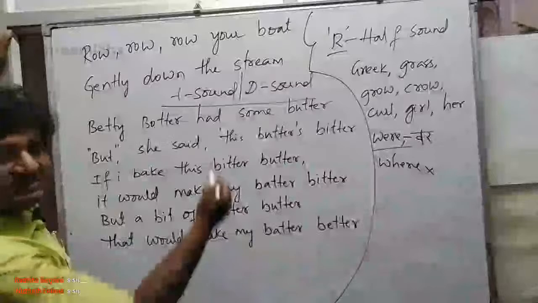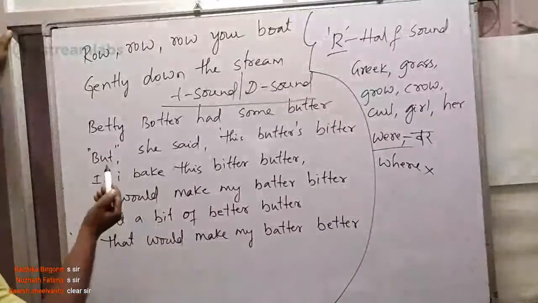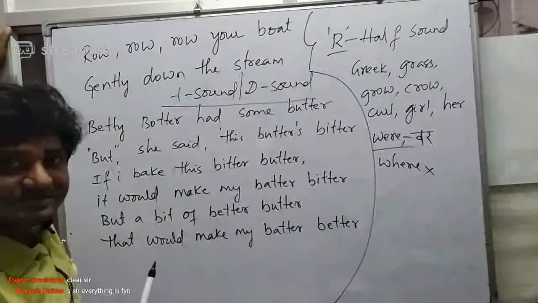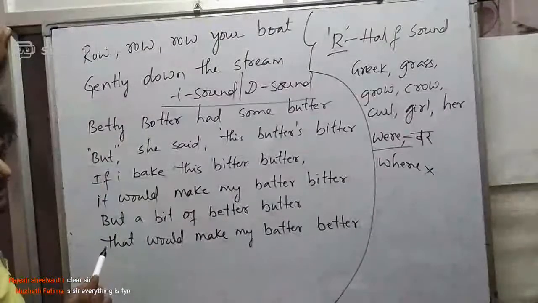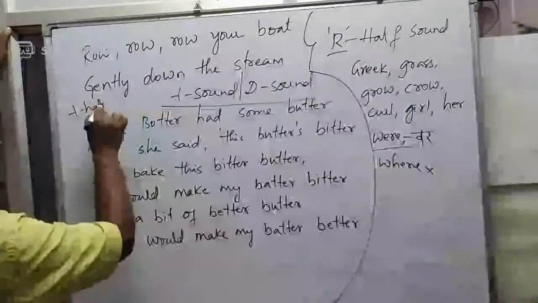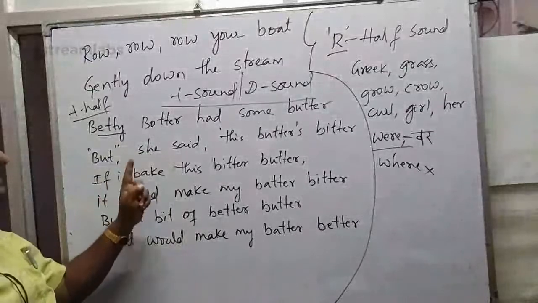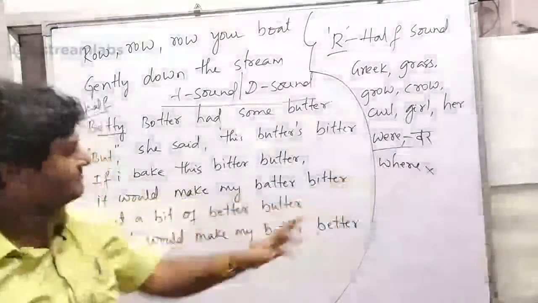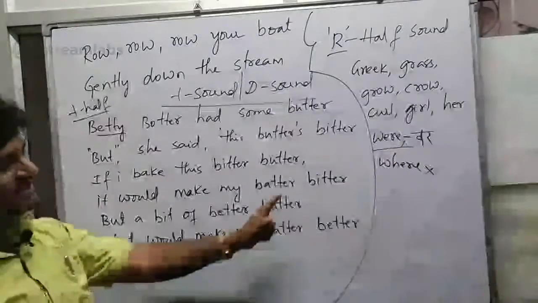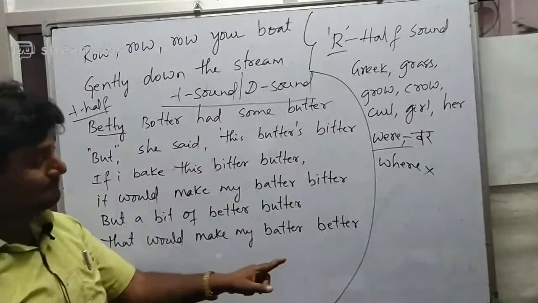So this one, T sound and D sound. First you see how I'm reading, then you can practice yourself. Betty Butter had some butter. See here, don't say Betty with a full T, half sound T. Betty Butter had some butter, but she said this butter's bitter. If I bake this bitter butter, it would make my batter bitter. But a bit of better butter, that would make my batter better.